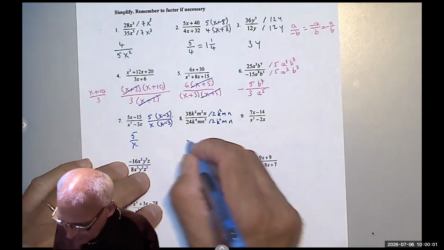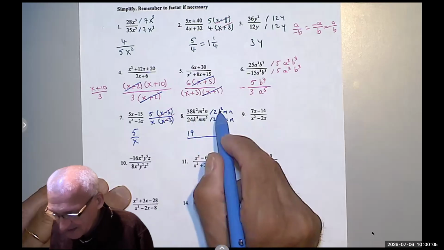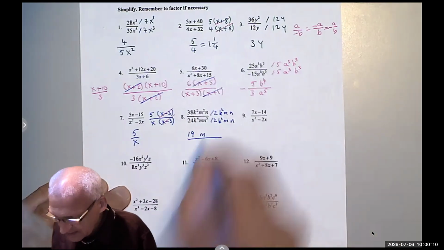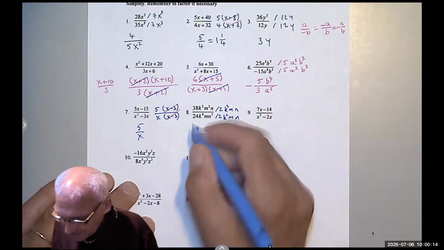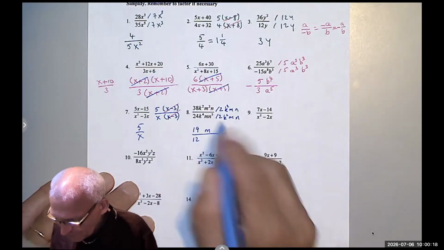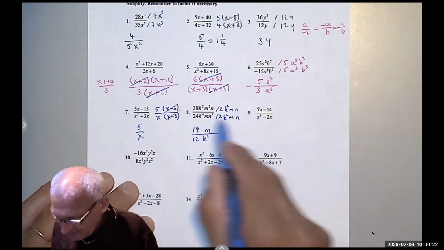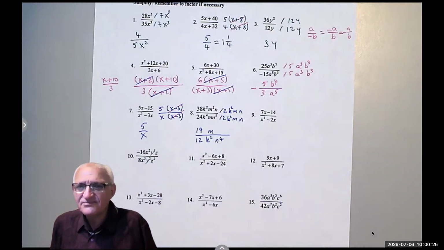So now my numerator would be 19, which is 38 divided by 2. K squared and k squared cancel each other. M squared and m leaves me with m. N and n, they cancel each other. The denominator, 24 divided by 2 is 12. K to the 4th over k squared is k squared. M and m cancel. N to the 5th and n is n to the 4th. See, it's very simple.